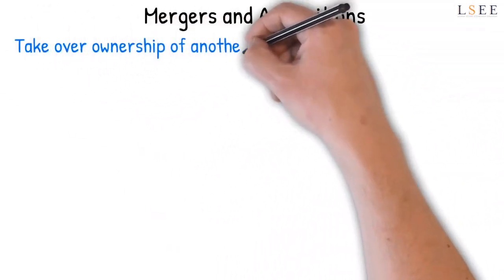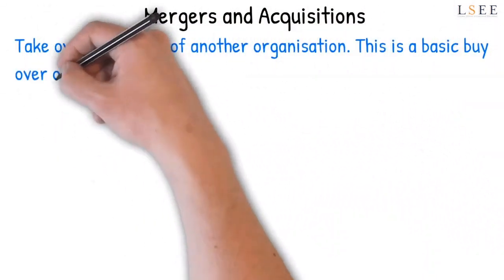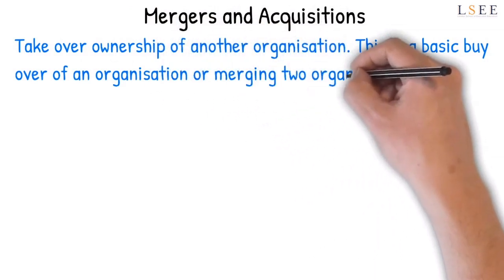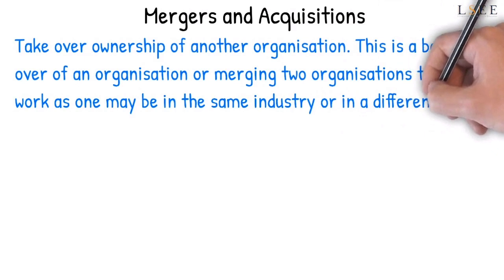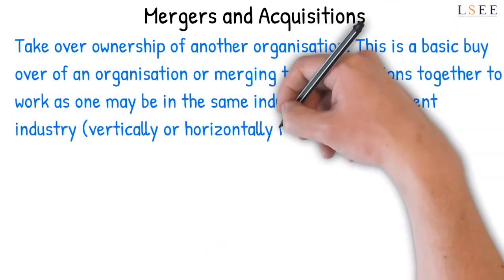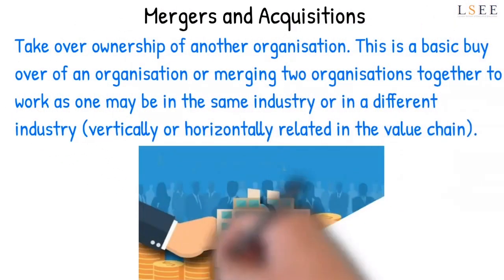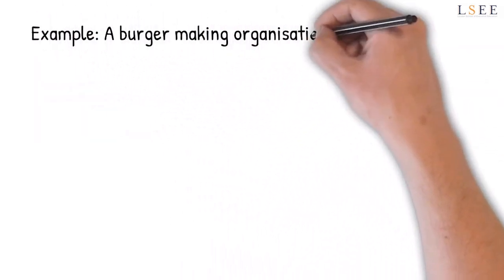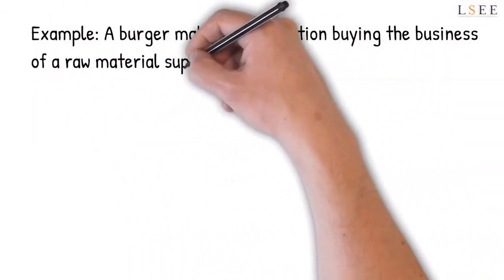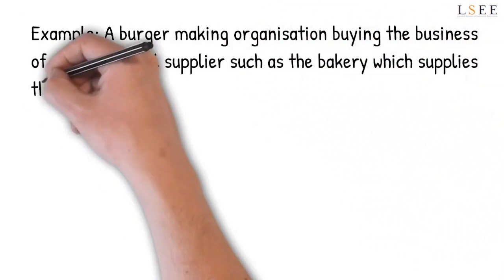Mergers and acquisitions: taking over ownership of another organization. This is a basic buyover of an organization, or merging 2 organizations together to work as one, maybe in the same industry or in a different industry, vertically or horizontally related in the value chain. Example: a burger-making organization buying the business of a raw material supplier, such as the bakery which supplies the buns to the business.